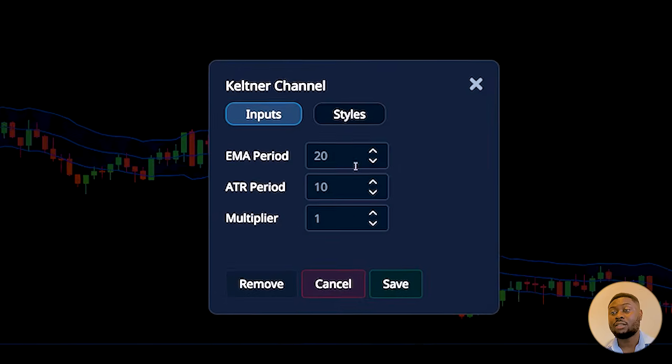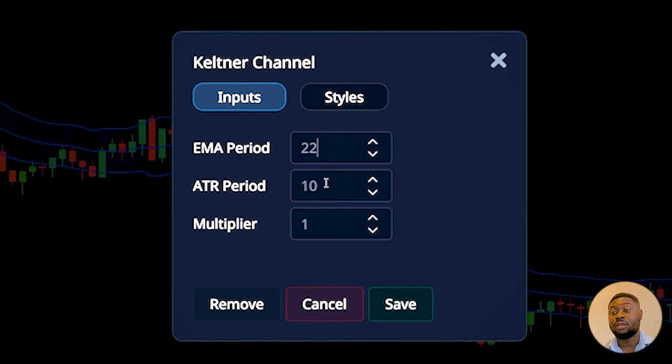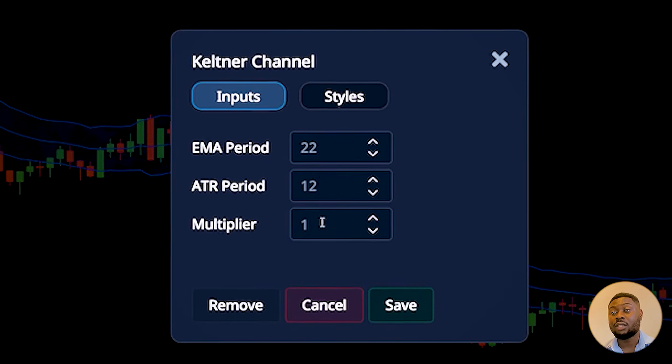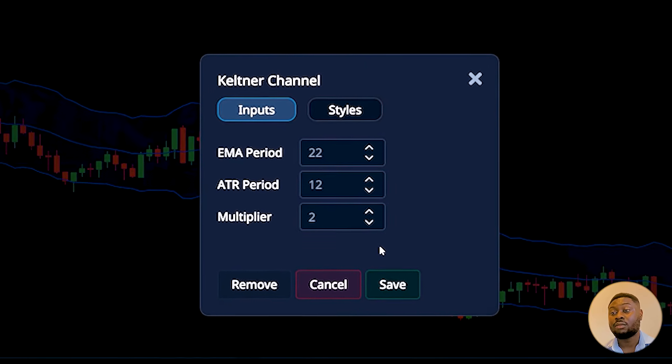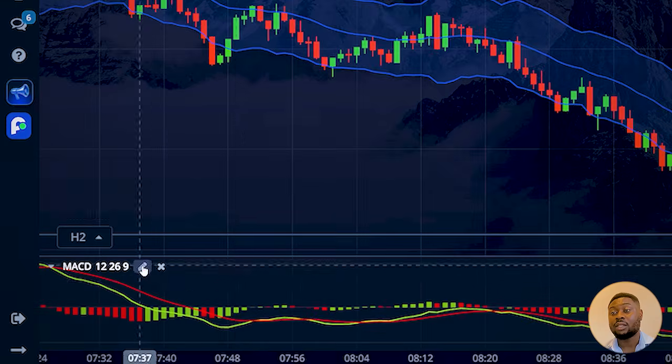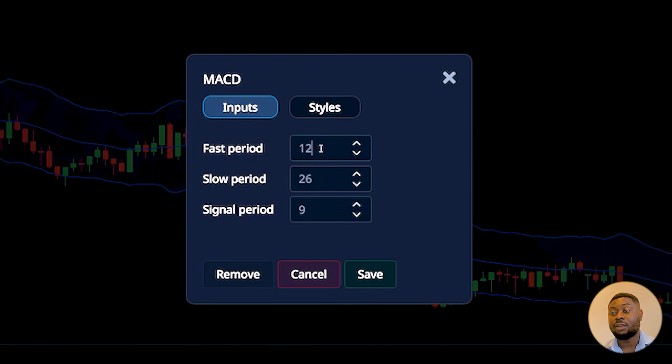In the Keltner channel settings, the EMA period should be increased to 22, the ATR period should be 12, and the multiplier should be 2. This is necessary to expand the indicator area. Later you'll understand why. The MACD indicator will have a fast period of 10, the slow period will be reduced to 24, and the signal period will be 8.